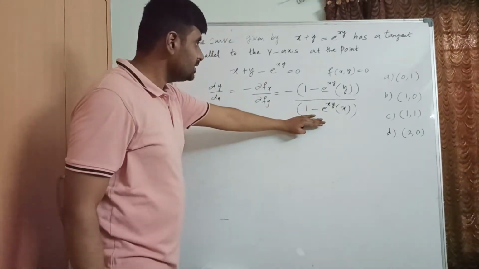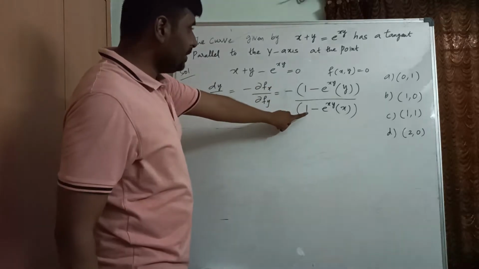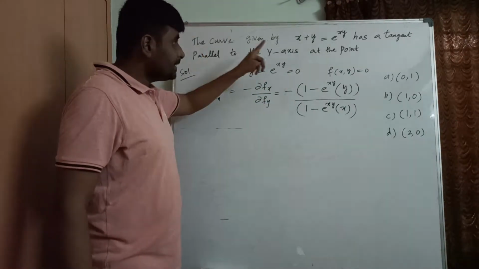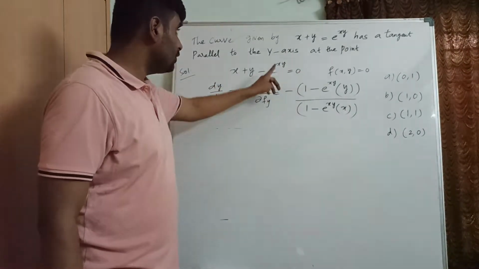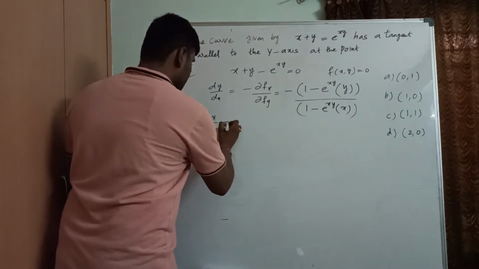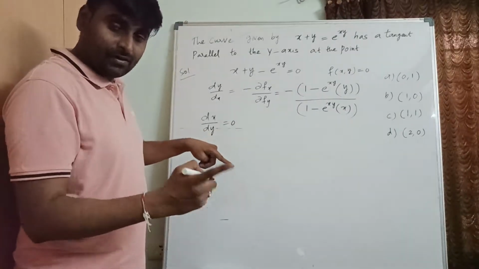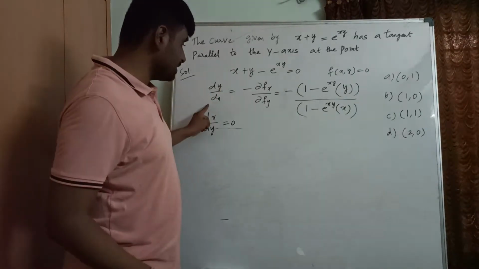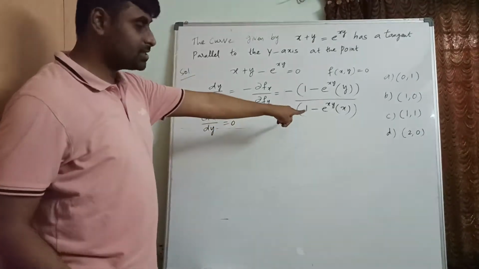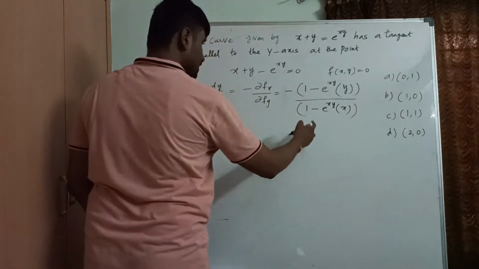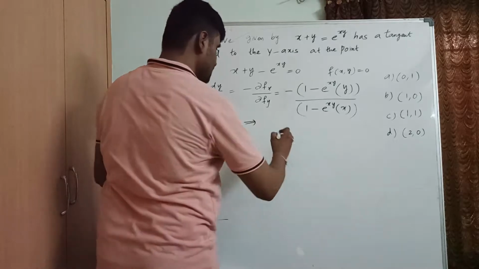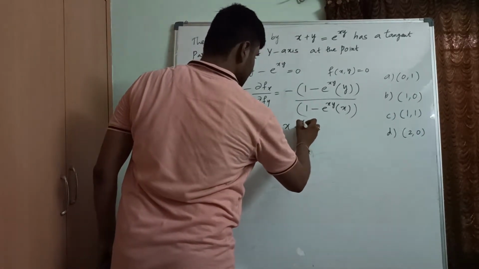Now, in order to simplify this, this can be equal to 2 by 0. This is dy by dx. So here, is the tangent parallel to the x-axis or the y-axis? The y-axis. Then dx by dy equals 0, not dy by dx equals 0. Whenever the tangent is parallel to the x-axis, dy by dx equals 0. Whenever the tangent is parallel to the y-axis, it is reversed: dx by dy equals 0. So take the reciprocal, right? Now this term will become 0. That's it. Finished. Just verify the option.